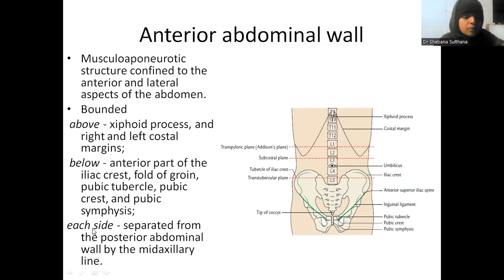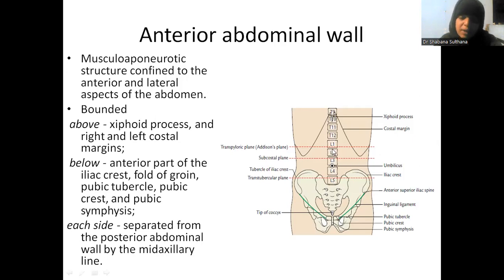Now, each side is separated from the posterior wall by the mid-axillary line. So if you just observe this picture, 3 transverse lines are shown. One line is passing below the first lumbar vertebra. We call this line the transpyloric plane. This itself can be a 3 marks question. Transpyloric plane, the plane which is cutting the abdomen horizontally below the level of the first lumbar vertebra. We call it the transpyloric plane.